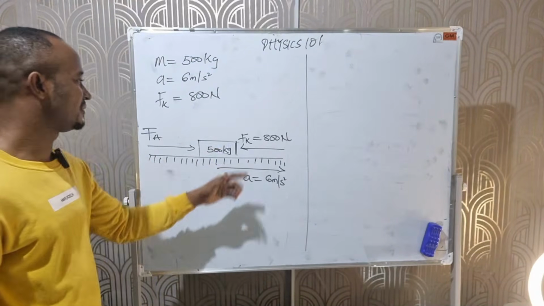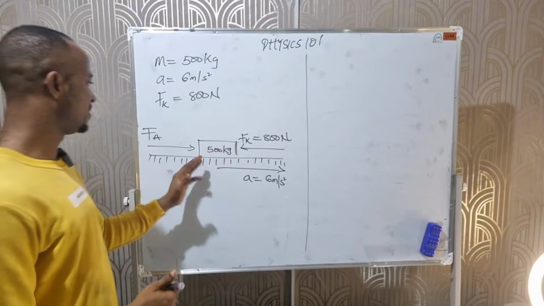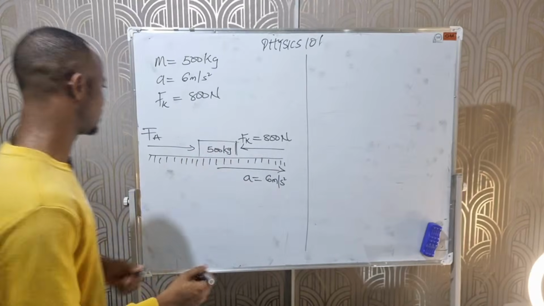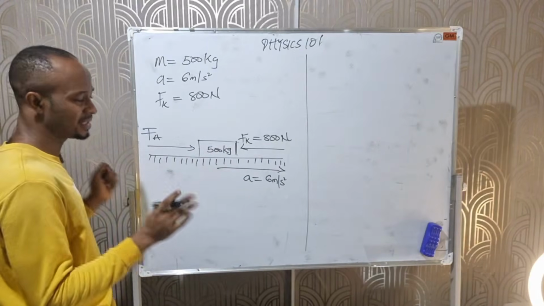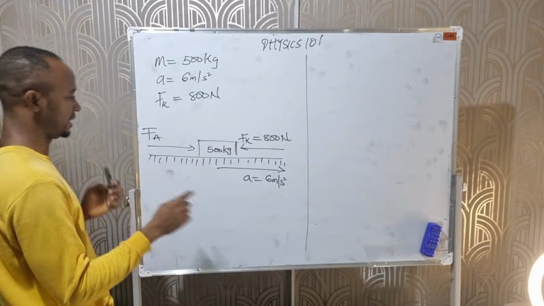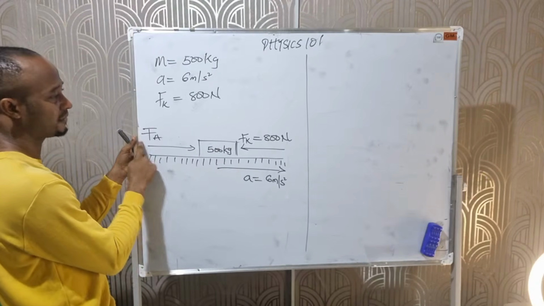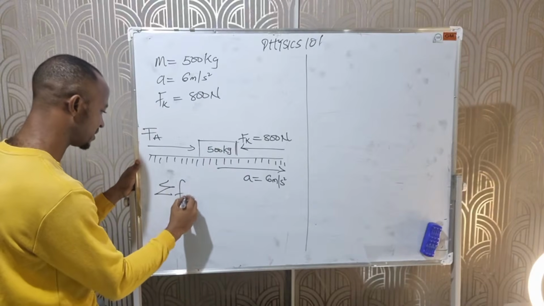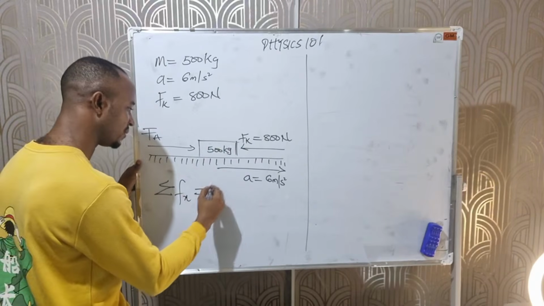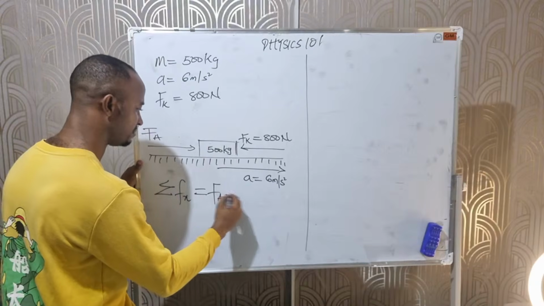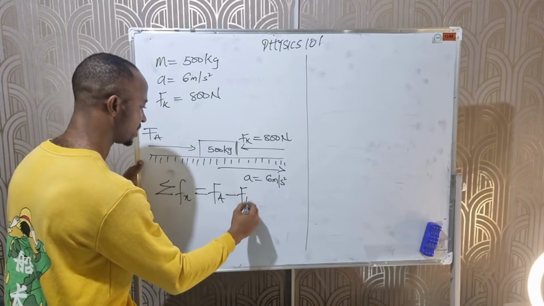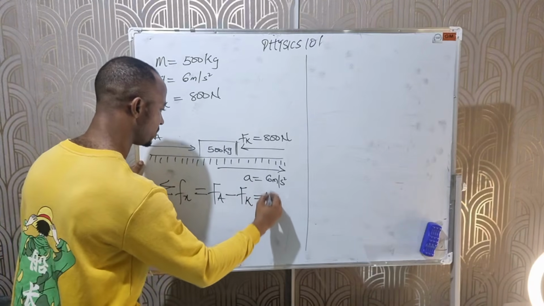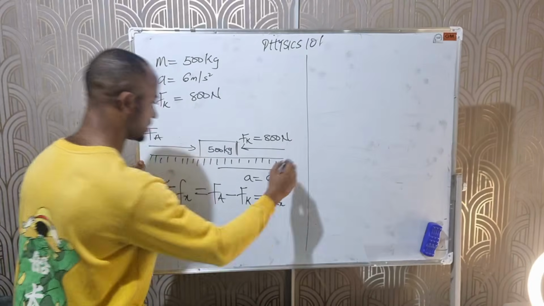Then we are told that the frictional force that resists this motion is 800 Newton. Now, we have two forces that act along the horizontal components, which are the applied force and the frictional force. That means the sum of all forces will then be the applied force minus the frictional force, all equal to what here? m a_x. Don't forget.